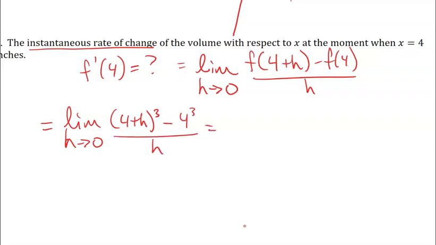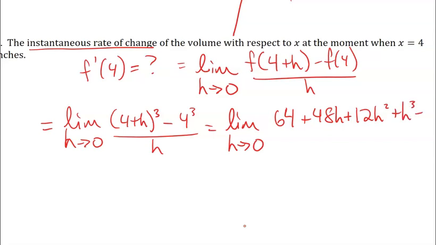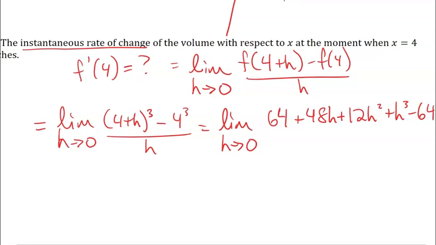I need to expand this. Lucky for us, we just learned binomial expansion in the last unit. So this becomes limit as h approaches 0 of, and if you need to write it out separately, you can, but it's going to be 4 cubed, which is 64, plus 3 times 4 squared times h, so 3 times 16 is 48h, plus 4 times h squared, but times 3, so 12h squared, and then plus h cubed minus 64. Okay, and then that whole thing, oh, forgot the other. Oh, no, I have the minus 64. Yep, we got it. Okay, divided by h.